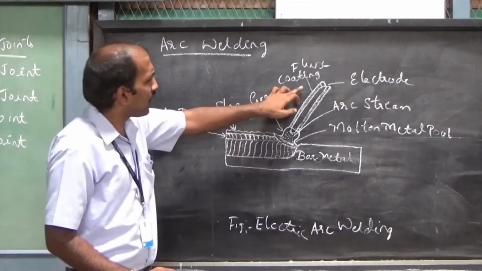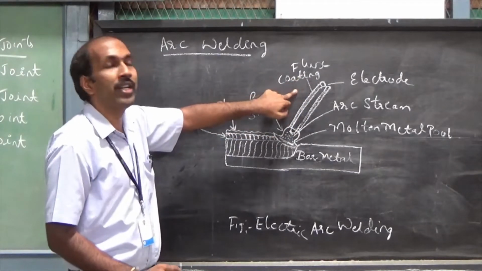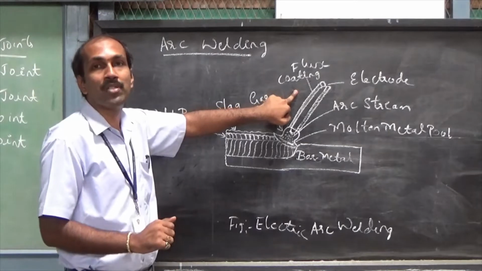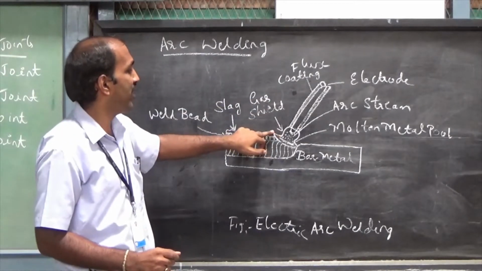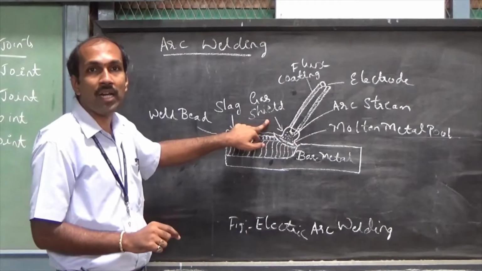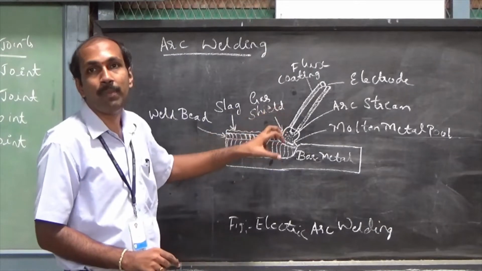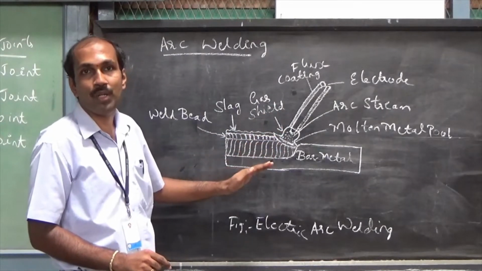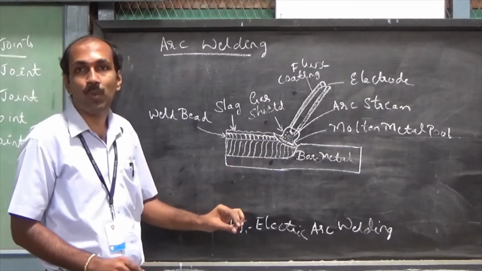You can see here this is the electrode and flux is coated over the electrode. What is the purpose of the coated flux over the electrode? It produces an inert gaseous shield. This is the gaseous shield, which supports the arc and protects the molten metal from oxidation by coming in contact with the atmosphere. So this was the basic working principle of the electric arc welding process.